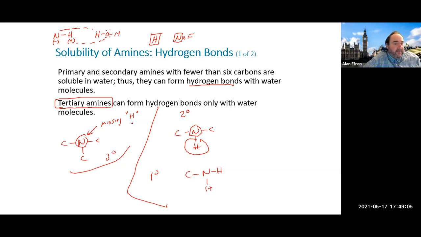So primary and secondary amines are fairly soluble in water. Again, like anything else in organic, if you build out a lot of those carbon groups, it does decrease the solubility. But 6 or fewer carbons attached there, fairly soluble in water. Any questions on that there?